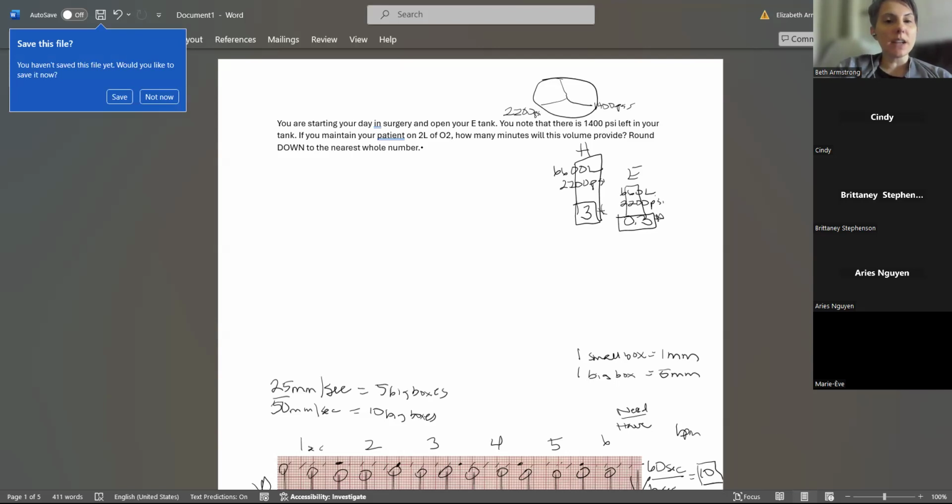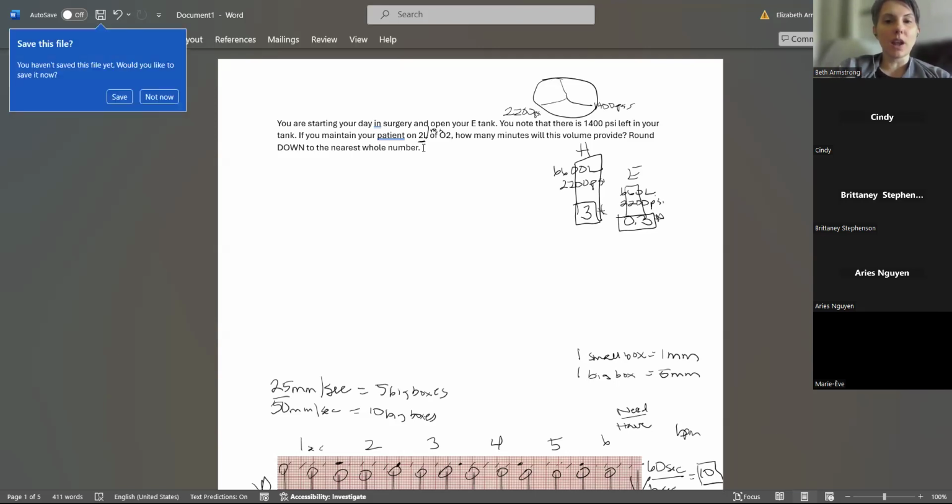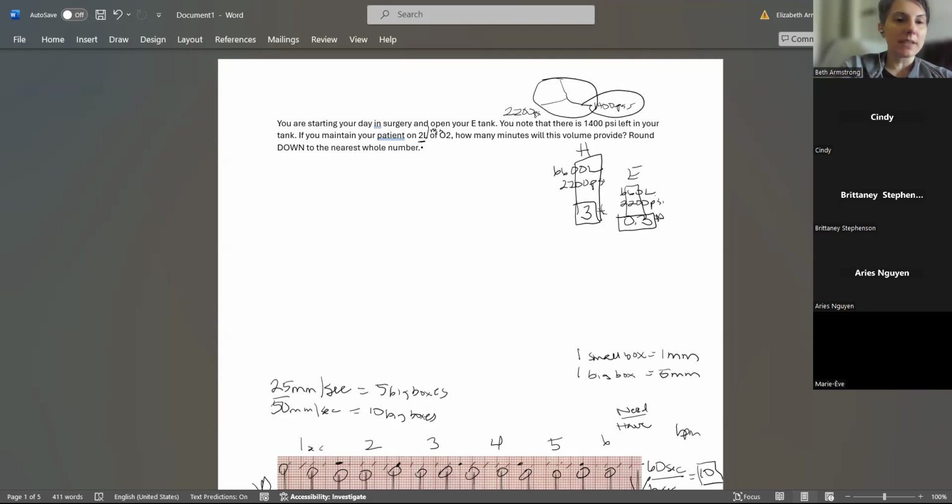And we want to maintain our patient at 2 liters per minute of oxygen. So how many minutes are we going to have left? All right. So if we have 1400 PSI, we take 1400 PSI and we are going to multiply that by the constant. So it's an E tank. So our constant is 0.3.